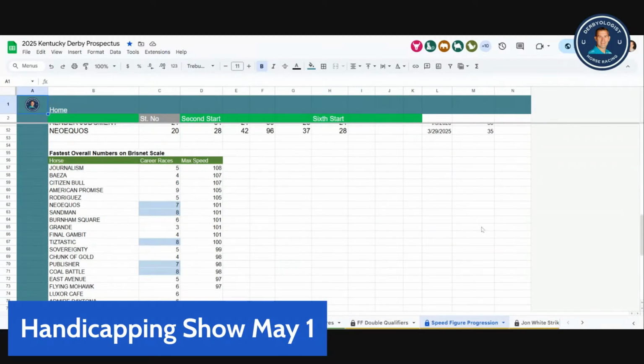Then I've got the fastest overall numbers for these horses on a Brisnet scale. And remember, the more career races they've ran, I put them in blue because they probably won't improve as much. Like Coal Battle has 8 lifetime races. I don't think he can improve. Sandman, he got a 101. He might not improve as much, but he probably could run that 101. And then you've got Journalism with a 108. He's only ran 5 times. He could possibly improve here in the Kentucky Derby.